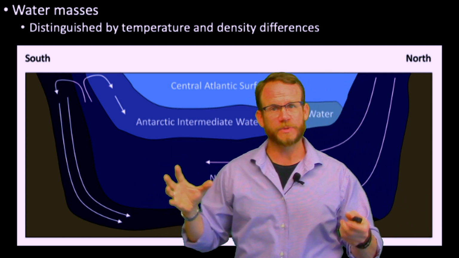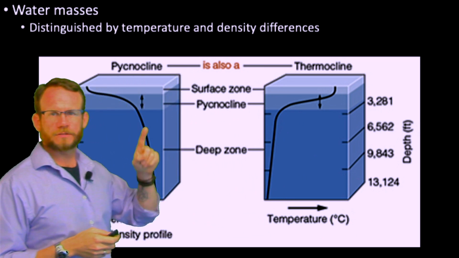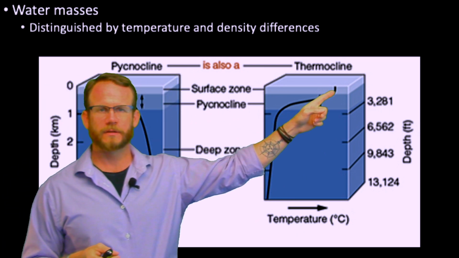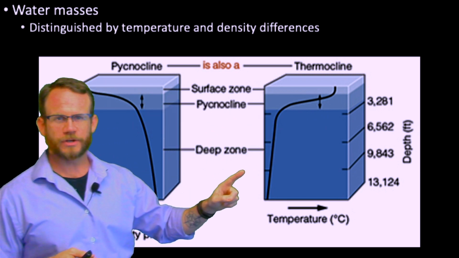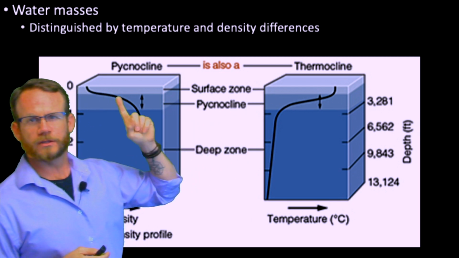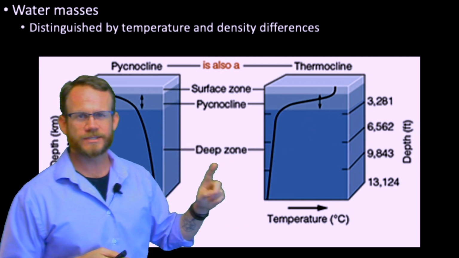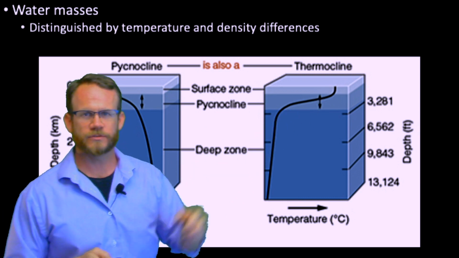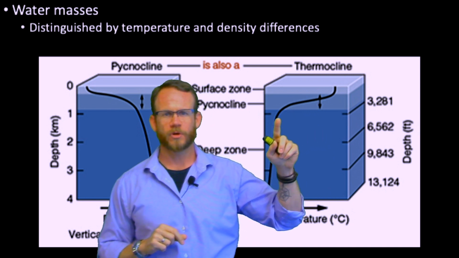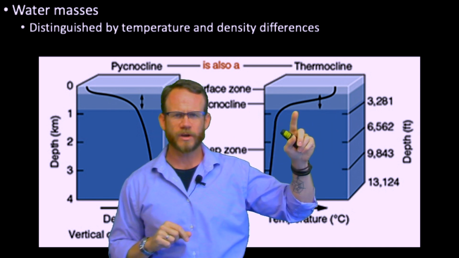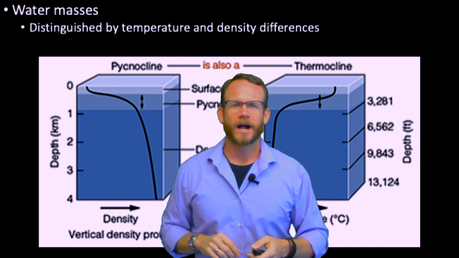This pycnocline, as we just showed, is based on temperature. So in pycnocline, you can also draw a thermocline. So same thing, surface zone, the cline, and the deep zone. And in our case, again, low density gives you higher temperature, and higher density gives you lower temperature, and we have that same curve. So these two look very similar, just opposite. And this is your thermocline, or temperature cline. All right, pycno just means density. More Greek words, not too important there.